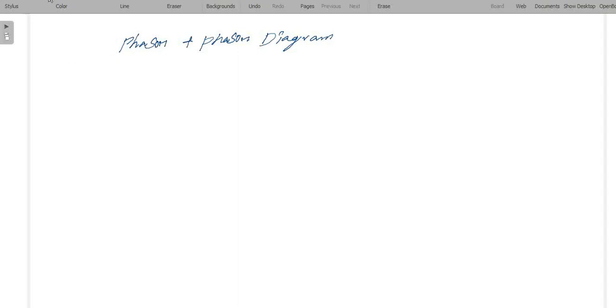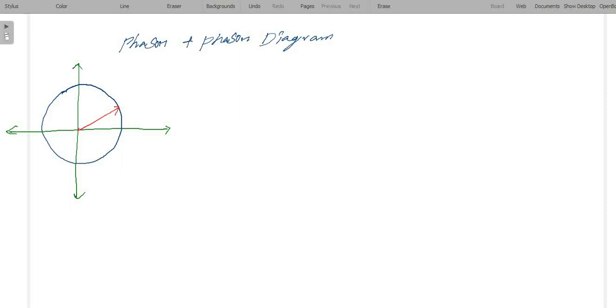So phasor, we have seen one circle also. Let us consider this is a circle. If you consider these two as the coordinates, a phasor is nothing but a vector which rotates with an angle in anti-clockwise direction. This rotation of a vector corresponds to some values.